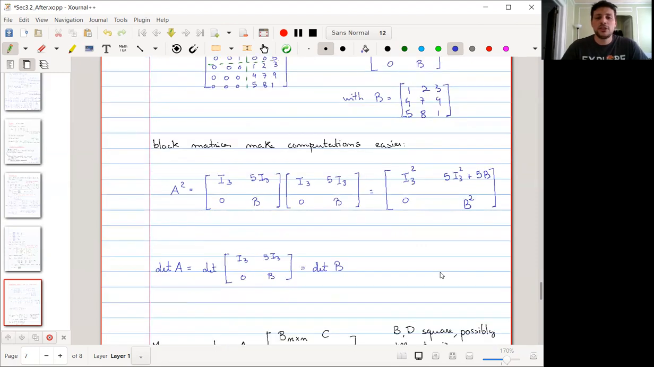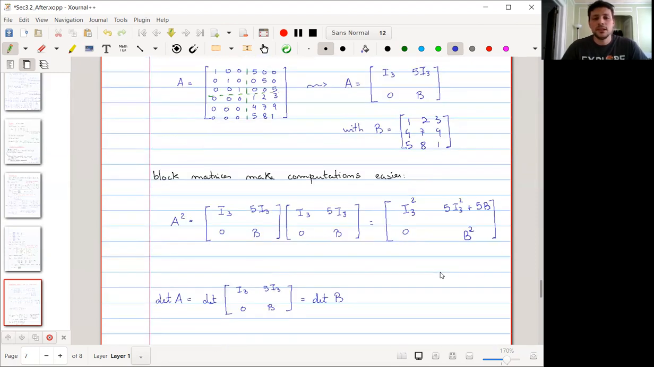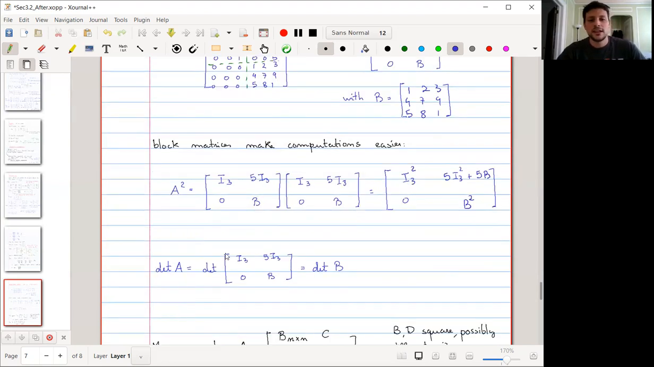It's a similar procedure with the determinant. In fact, we have that the determinant of A is the same as the determinant of this block matrix here, which is the same as the determinant of the two blocks multiplied by one another. So this would be the determinant of I3 times the determinant of B minus the determinant of 0 times the determinant of 5 times the identity. But this part clearly vanishes, and the determinant of I is 1, so this is the determinant of B.